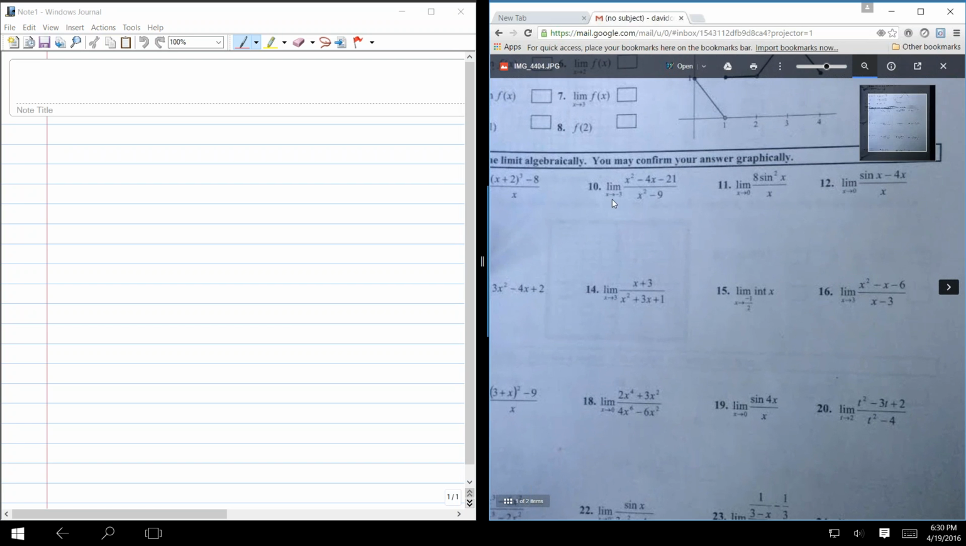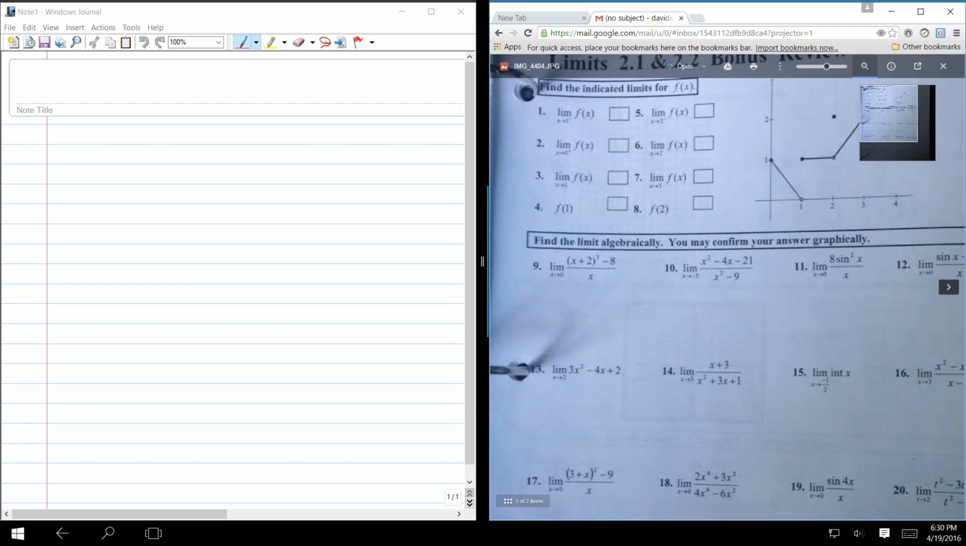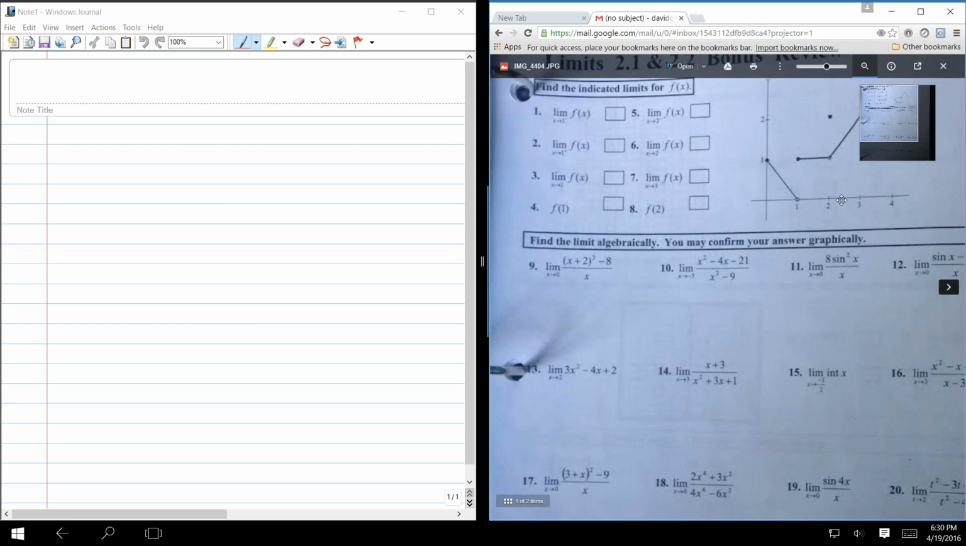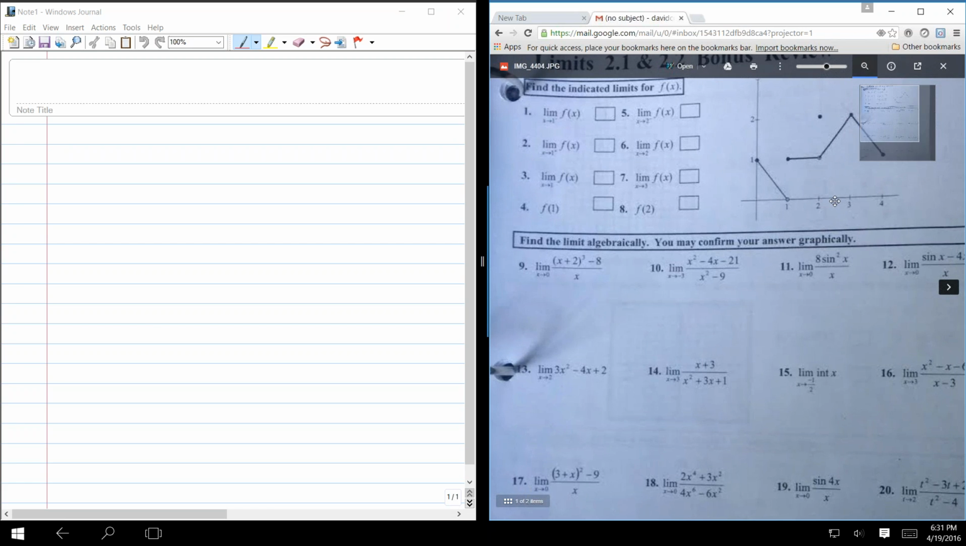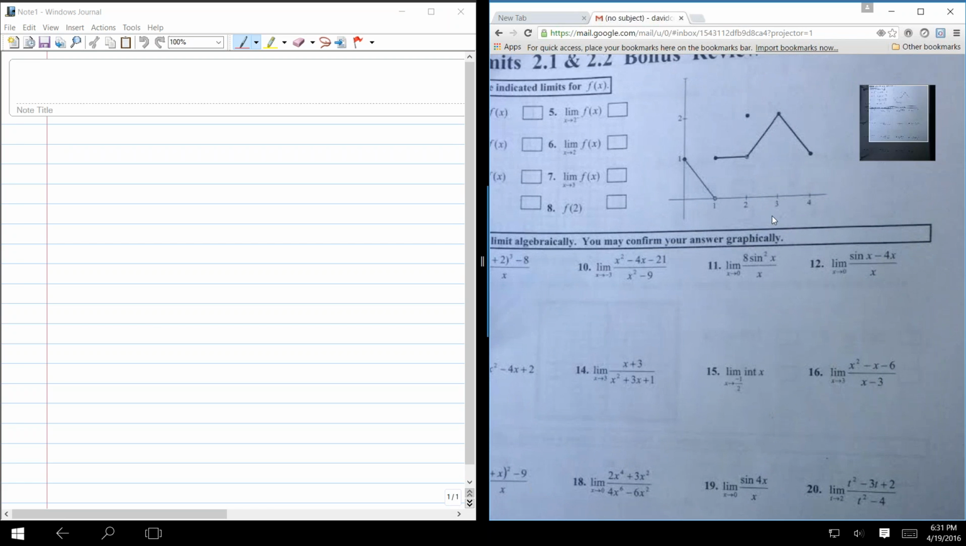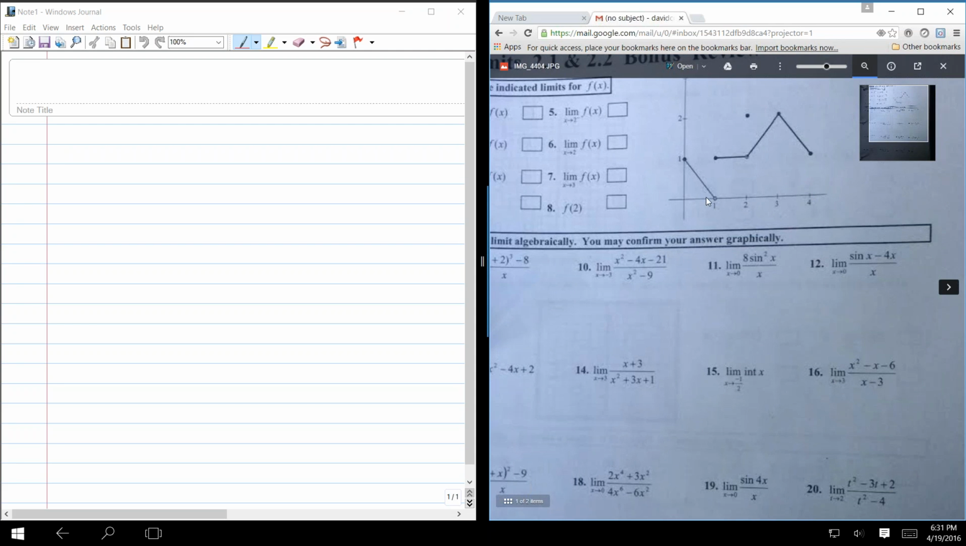I just kind of want to go through it all and make sure I know how to do everything. Okay, let's start with the first one. Let's see, it's the limit of f of x as we approach 1 from the left. What's that limit? Would that be 1? As we approach 1, in other words, as x approaches 1. Oh, okay, so 0. Correct.